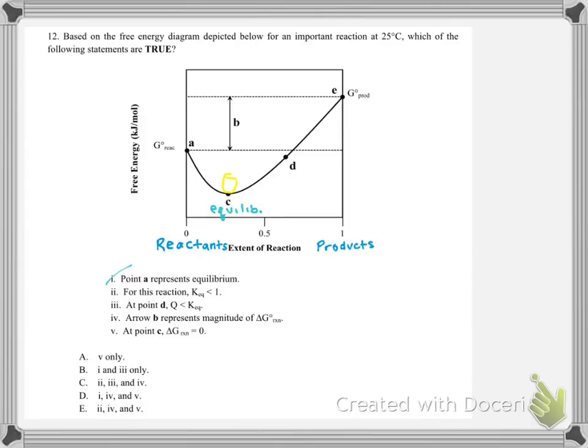Okay. For 2, it says KEQ is less than 1. Okay, so let's look at where that equilibrium spot is. And so because the equilibrium value falls more on the reactant side, that means it's a reactants favored process. And when something favors reactants, we know that KEQ is indeed less than 1 because it's an expression of products divided by reactants.